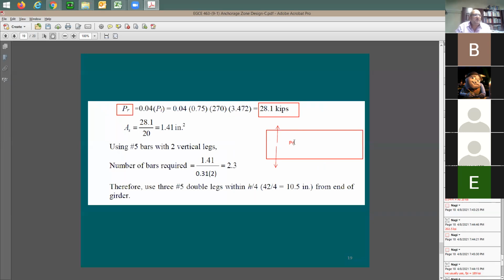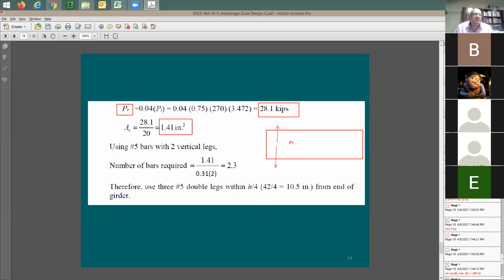PR is going to be this force here, 28.1 kips. Now you would like to keep the stresses within the steel to be 20 ksi max. I understand that if you take As multiplied by the stress, it's going to give you the force. Therefore, As is going to be equal to 28.1 kips divided by 20 ksi, and you end up with 1.41 square inches needed for all the stirrups. Not just for one stirrup, this is going to be for all the stirrups.